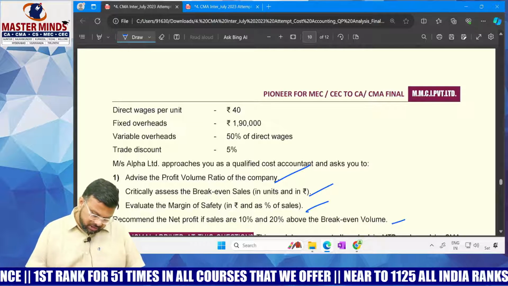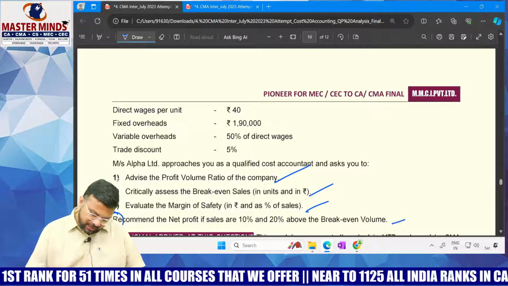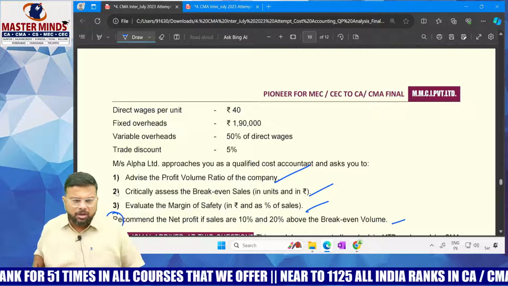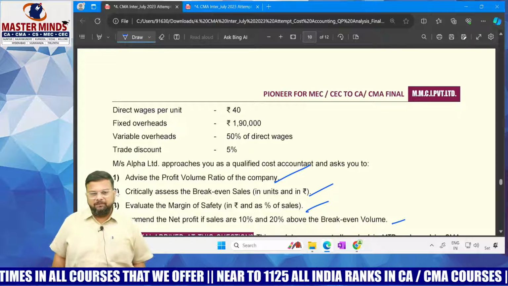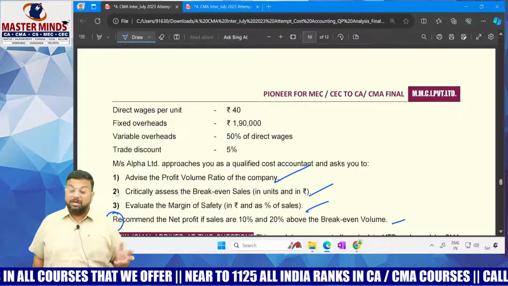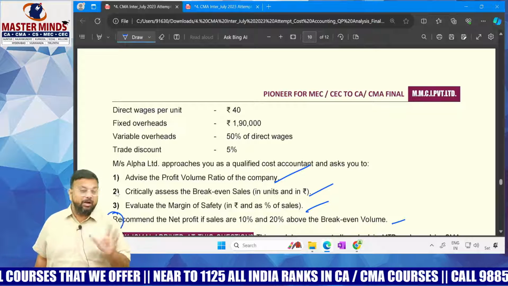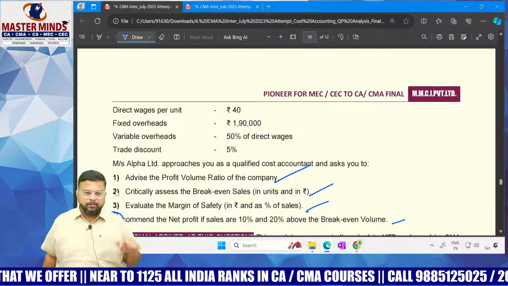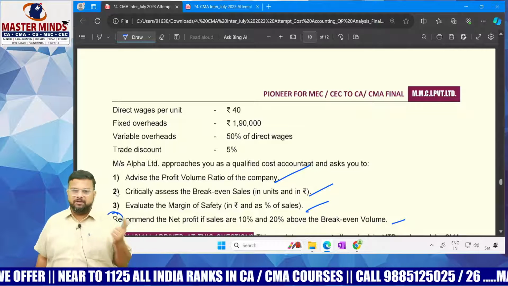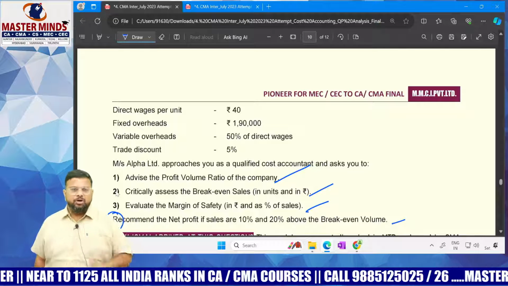In this question, we can calculate 1 and 2, PV ratio, easily. Break even point also, in rupees and in units, we can calculate. PV ratio is contribution per unit divided by selling price per unit into 100, or contribution by sales into 100. Break even sales is fixed cost by contribution per unit, or fixed cost by PV ratio. You will get in units as well as in rupees.